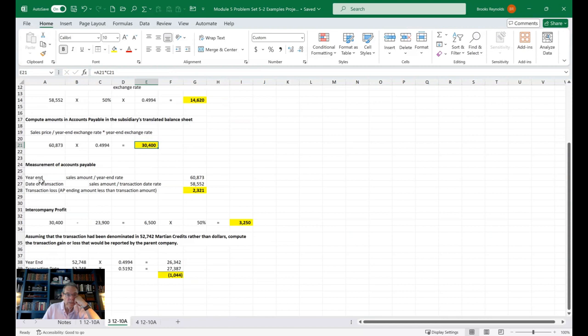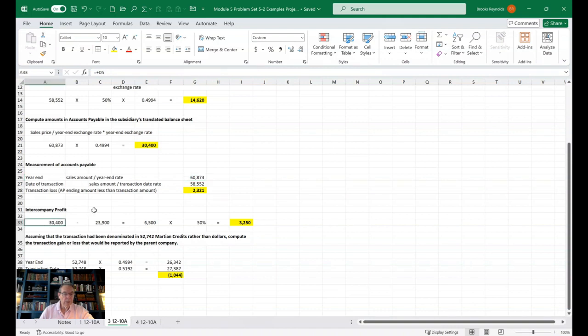So measurement of accounts payable. All right, so at year-end, our balance in local currency was 60,873. And on the date of transaction, it was 58,552. So that gives us a transaction loss of 2,321. Because of the year-end rate, this is a payable, which is a liability, and the liability increases. So because that increases, we have to credit that, and then we debit transaction loss, and a debit of a loss or a debit of a revenue is a loss.